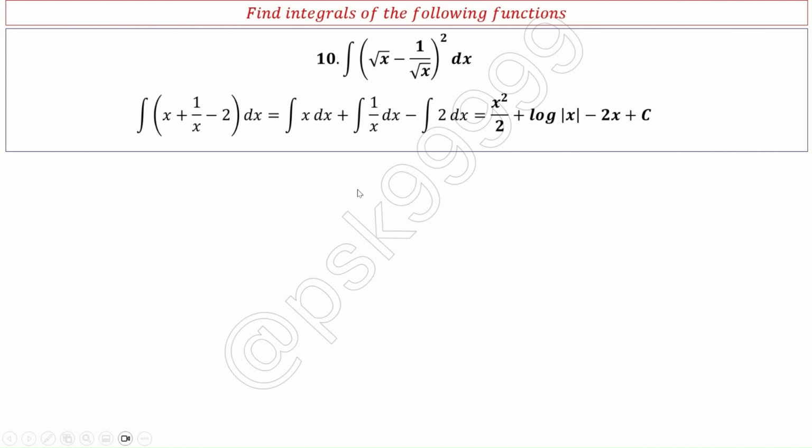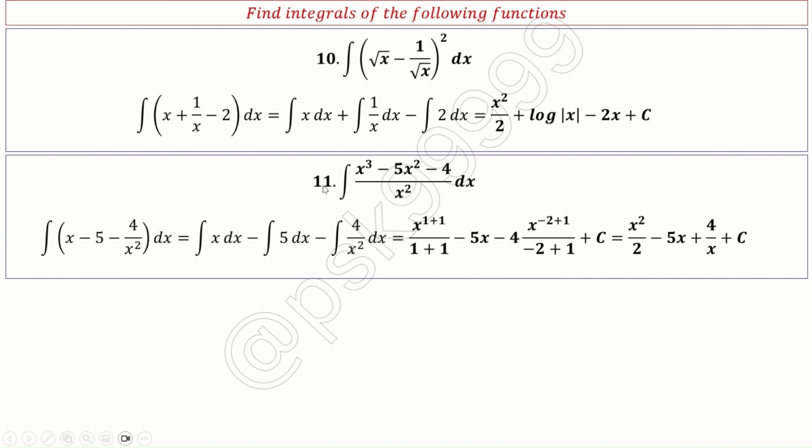Okay, next. This is also a whole square, right? Square root of x minus 1 by square root of x, whole square, which is nothing but x plus 1 by x minus 2. Now I will apply integration to each term separately. Integration of x is x square by 2. Integration of 1 by x is log absolute x. Integration of minus 2, minus integration of 2, is nothing but minus 2x plus c.